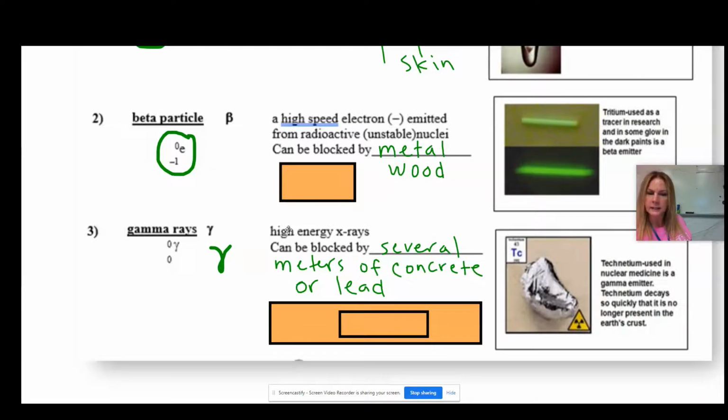Technetium is a gamma emitter. It's used in nuclear medicine, so it's one of the things used when people undergo radiation therapy because they have cancer. And here it talks about how we've never really found any technetium because it's so radioactive. It decays so quickly that we believe, anyway, it's just decayed away, and that's why we haven't found any.